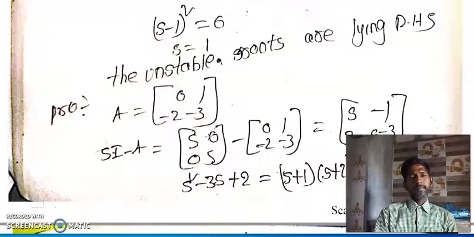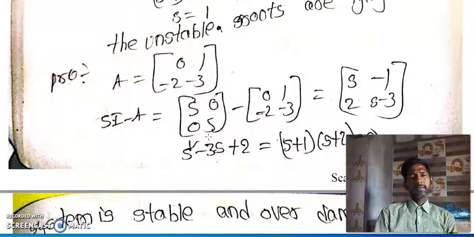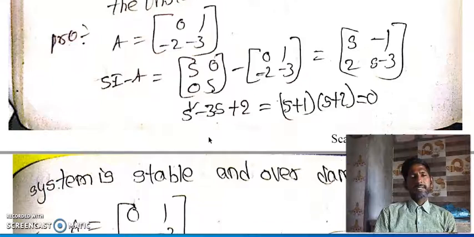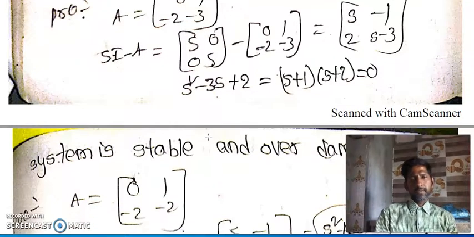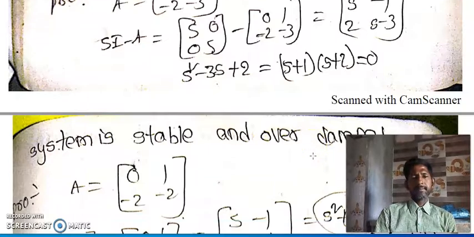The next problem: matrix A equal to [0, 1; minus 2, minus 3]. The characteristic equation sI minus A is [s, minus 1; 2, s plus 3]. Finding the determinant, (s plus 1)(s plus 2) equal to 0. Both poles lie on the left half of the s plane: s equal to minus 1 and s equal to minus 2. So the system is stable and it is an over damped system.